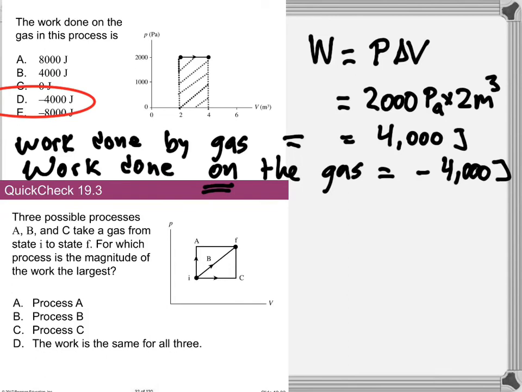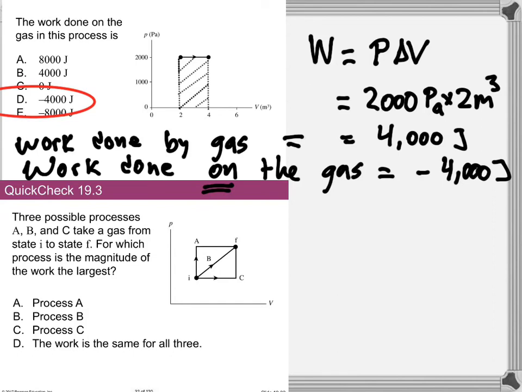The magnitude of the work is the largest. They're not saying the work done by the gas or the work done on the gas, because they're saying magnitude, so it wouldn't matter. It's a positive number. Either way you take it, we're looking at the magnitude, which is always a positive number.